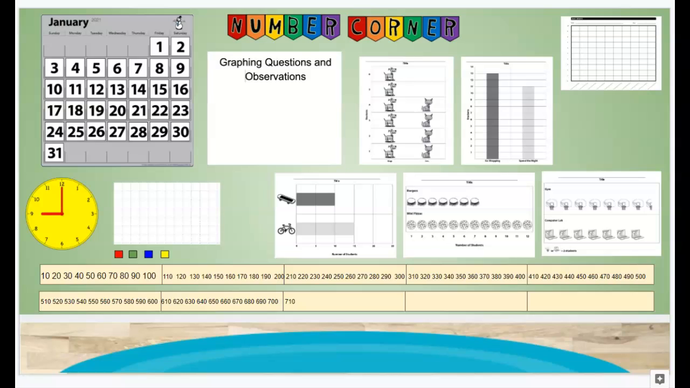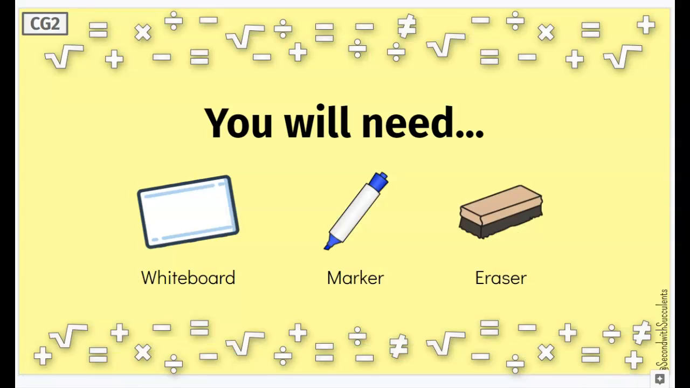For Number Corner today, we are going to be looking at our second graph for this month. You will need a few things before we get started. You'll need a whiteboard, marker, and an eraser. If you don't have a whiteboard, marker, and eraser, you can use a piece of paper and a pencil. Pause the video now to get what you need.